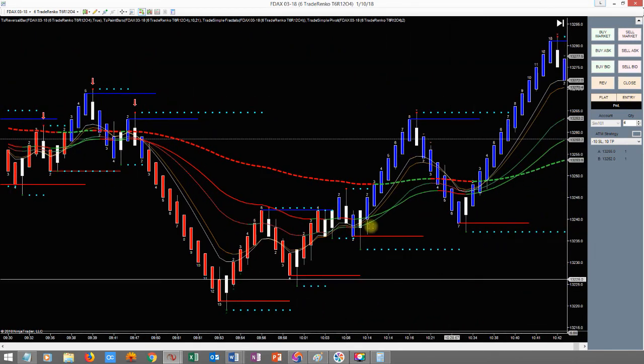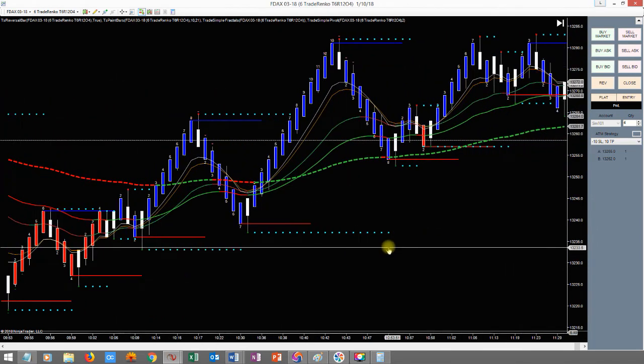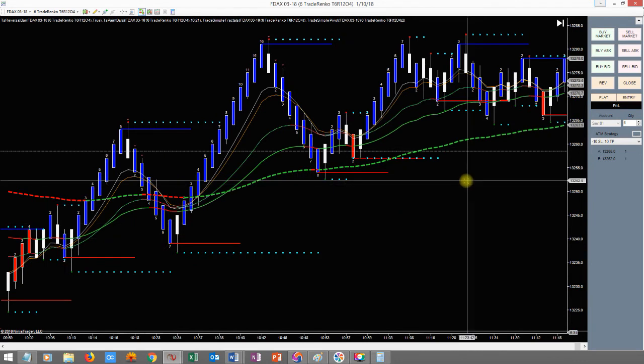Anyways, you see what I'm saying here. I'm not sugarcoating this. These are actual trades that you can take based on the rules that we go through in the back office.